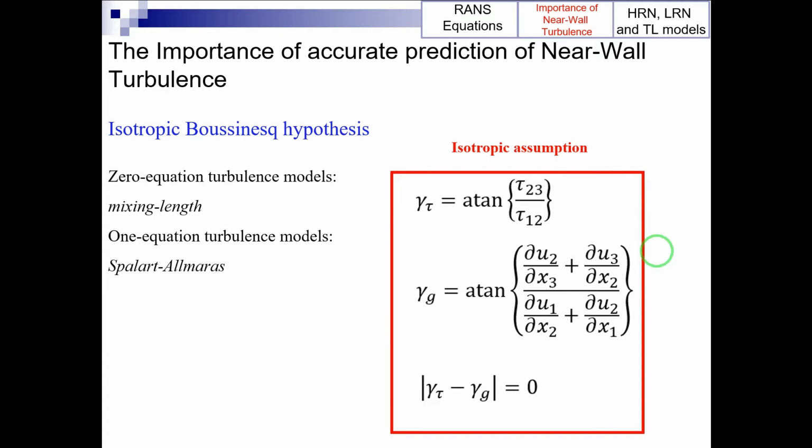such as the Spalart-Allmaras model, two equation turbulence models such as the k-epsilon and k-omega, and all of their variants calculate the Reynolds stress terms using the isotropic Boussinesq hypothesis. Therefore, by default, all these turbulence models, as we mentioned here, are unable to capture the near wall turbulence anisotropy.